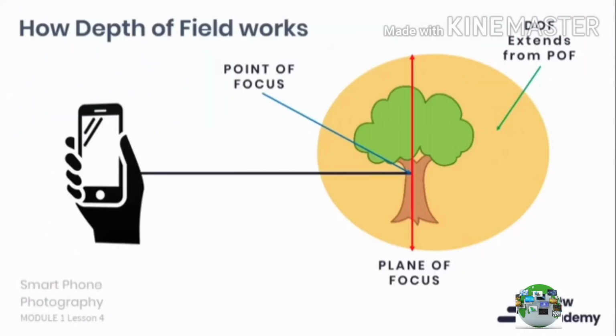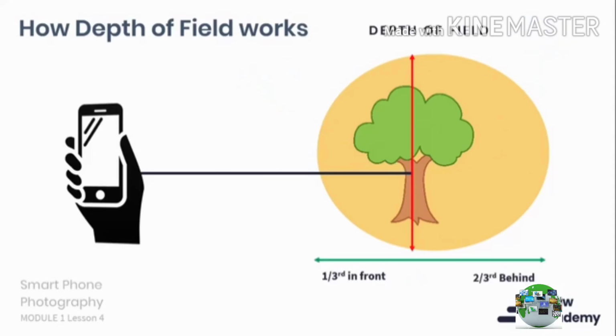Here we've got a fairly crude illustration of how it works, but it should give you an idea. We have our smartphone, and we're taking a photograph of a tree. So we choose to focus on the tree, and that is our plane of focus. The plane of focus extends from our point of focus, and depth of field then extends from this point of focus. Depth of field, as I mentioned earlier, extends from about 1/3 in front of the subject to about 2/3 behind the subject. It'll always be somewhere in that ratio, no matter how far or how close we are to the subject.